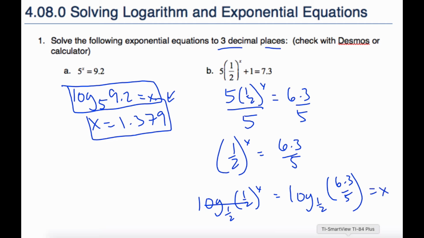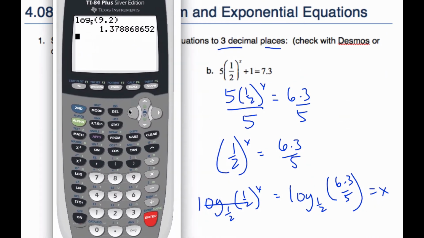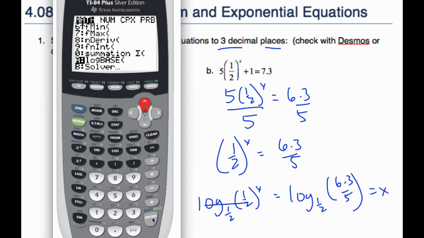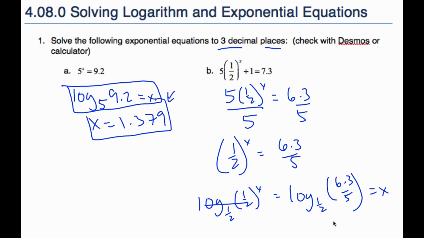And so then if I take this and I throw it into my calculator, math up to log base, I'm going to know this is 0.5, just convert it in my head, and this is 6.3 divided by 5. It will do this calculation all on its own. I don't even have to type it in, and I get negative 0.333. So I know x is equal to negative 0.333.